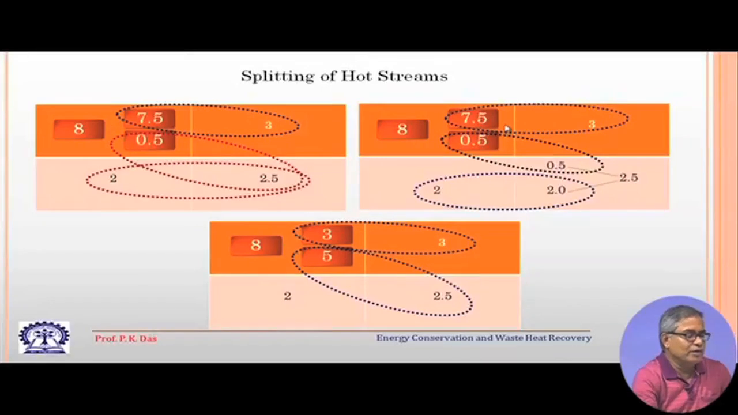Here what we are doing, we will see that 7.5 and 0.5, initially we have split the hot stream with CH value 8, and then 7.5 matches with 3, but 0.5 does not match with 2.5. So, the cold stream also we can split. Now, we are splitting the cold stream at 0.5 and 2. So, this 0.5 matches with 0.5, and 2 which is remaining of the cold stream, that matches with another hot stream whose CH value is 2. So, this is also one match possible.